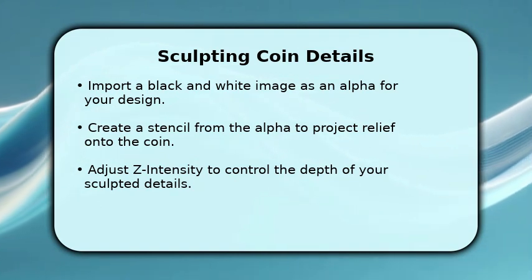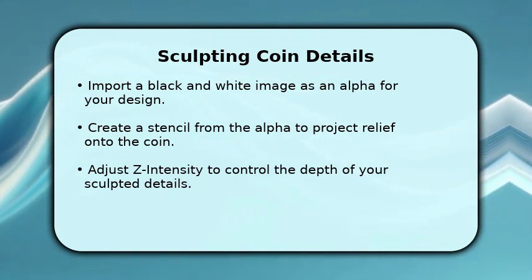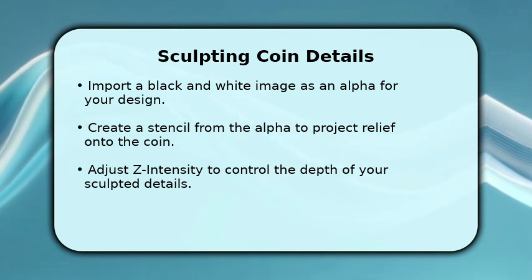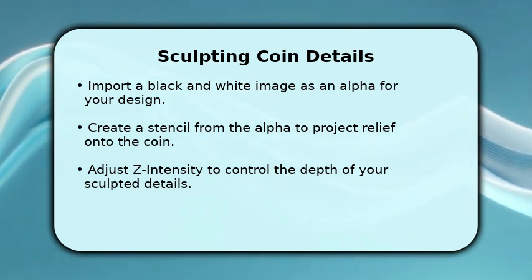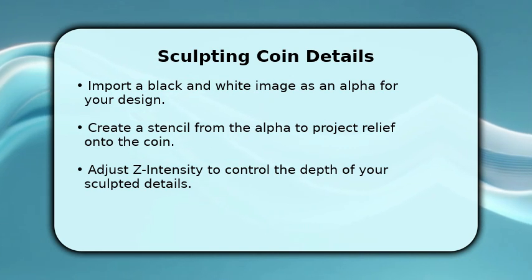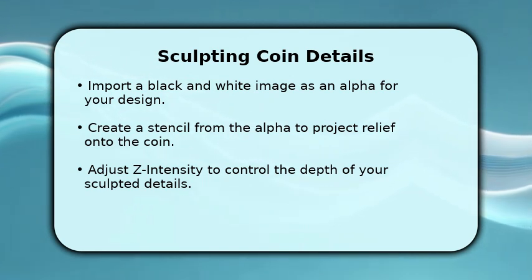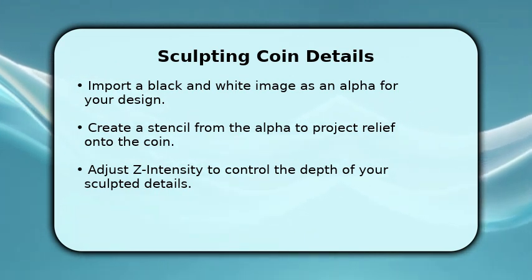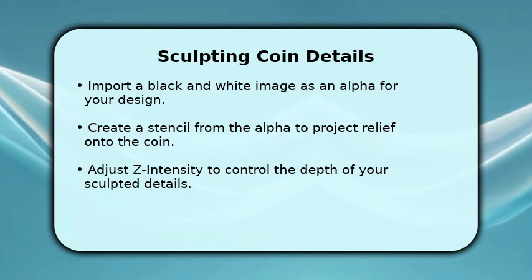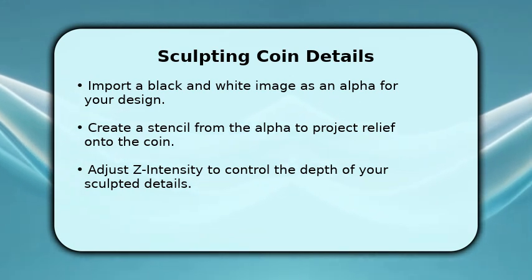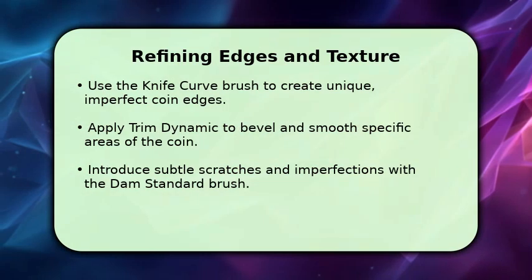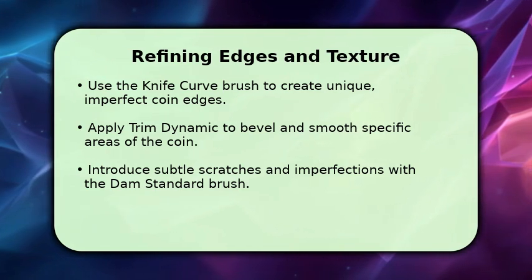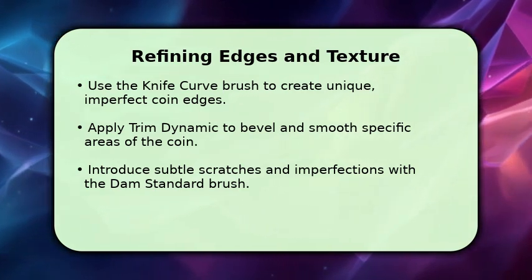A common technique involves importing a black and white image, or alpha, of your desired design. You can then create a stencil from this alpha, which allows you to brush the depth onto the coin's surface. Remember to adjust the Z intensity of your brush, typically between 5 and 15, to achieve the perfect subtle relief effect.